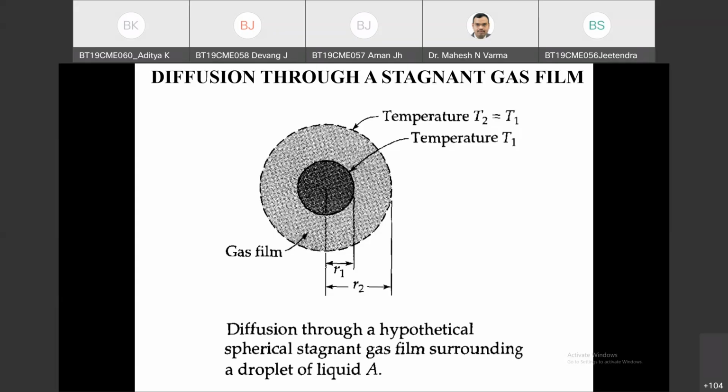By the flux. Total flux will be N_Ar multiplied by r squared area. What is that area? Surface area. What is that surface area?